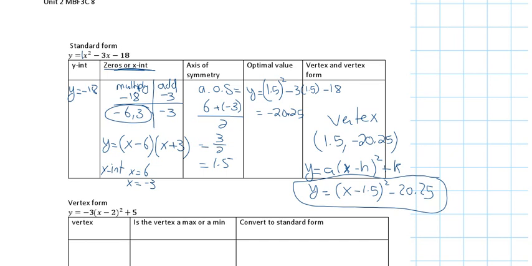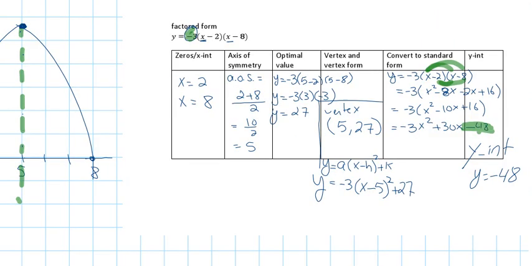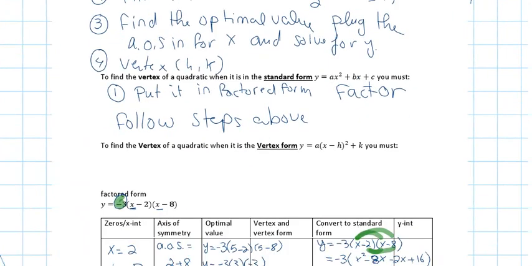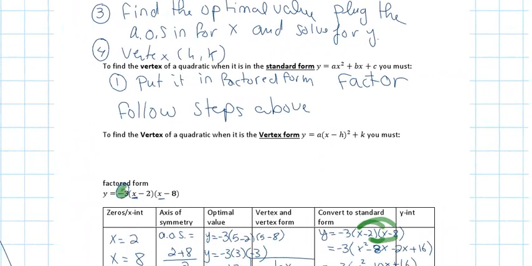Just gonna go back to the previous page. To find the vertex of a quadratic when it's in vertex form, what's the vertex if it's in vertex form? The h value and the k. So the vertex is just simply h and k. You don't have to do any work, right? That's why it's vertex form. It's simple. This is the simplest one of them.